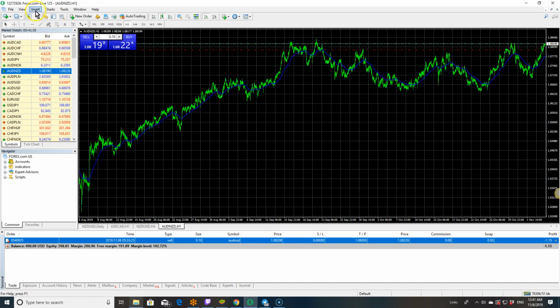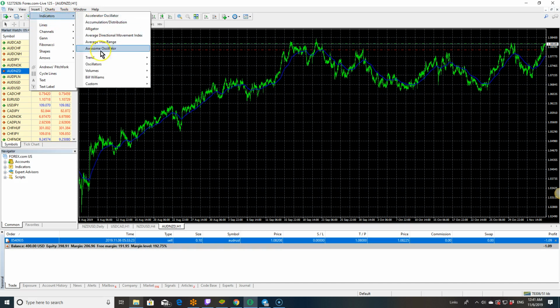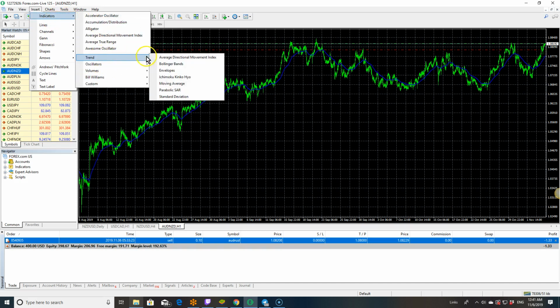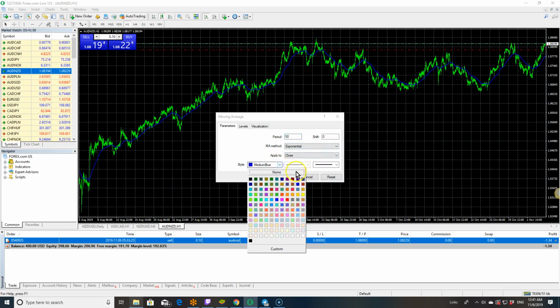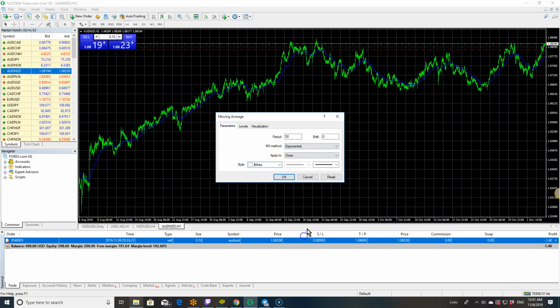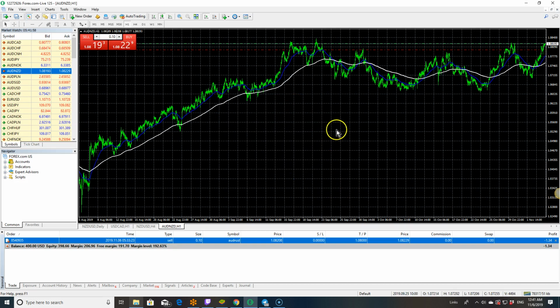Let's see, insert indicator, another moving average. Show trend, moving average. I'll move this one. Let's see, where is that? Change the color to white. 200 moving average. Boom. So that's 200. It looks kind of choppy.